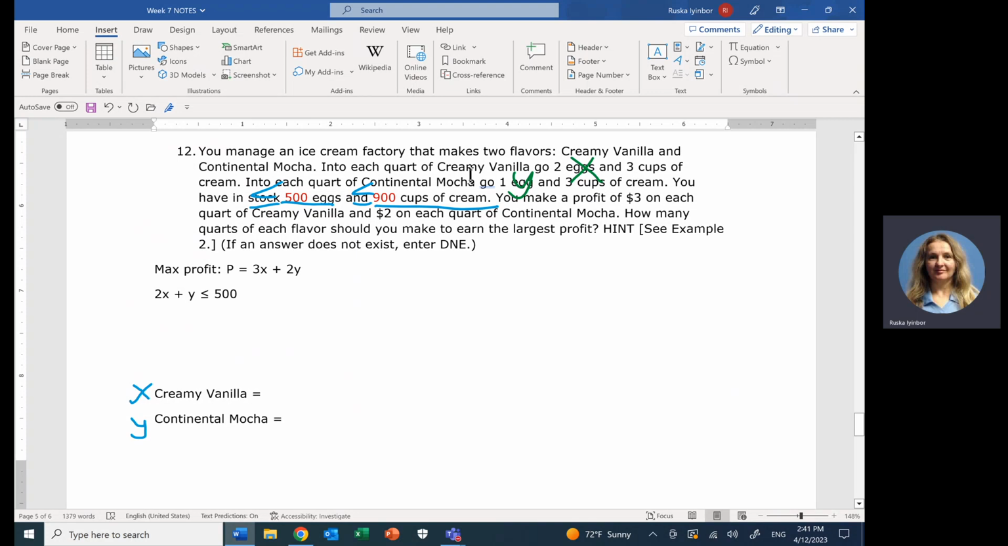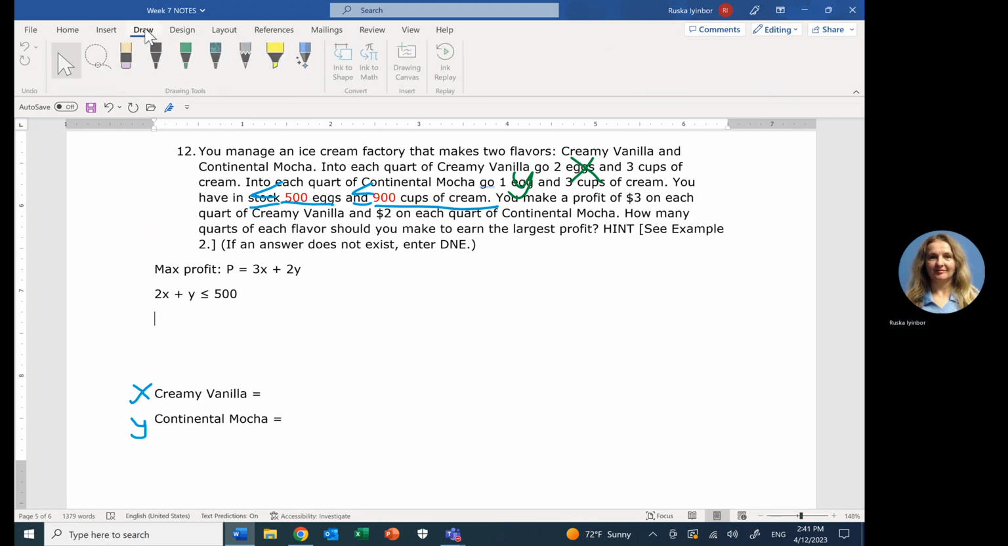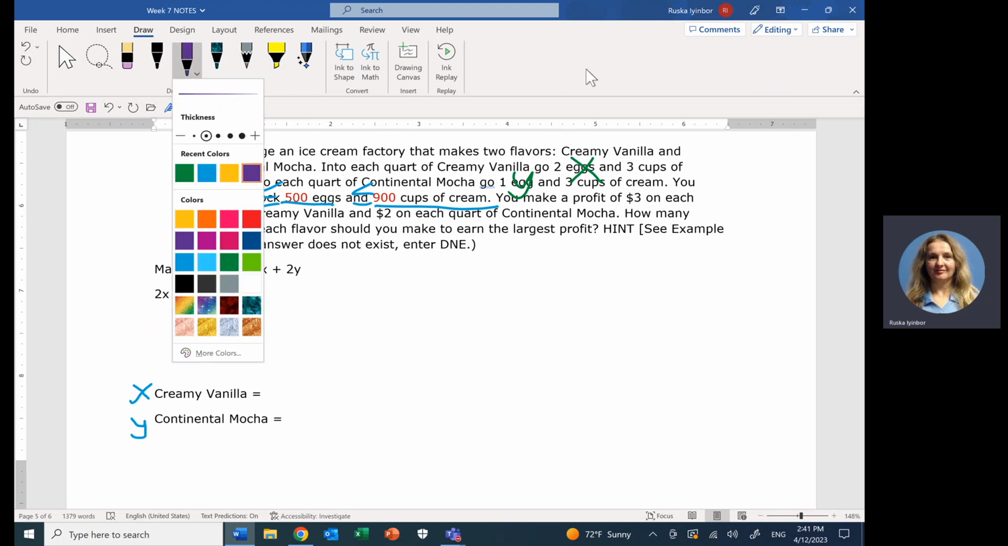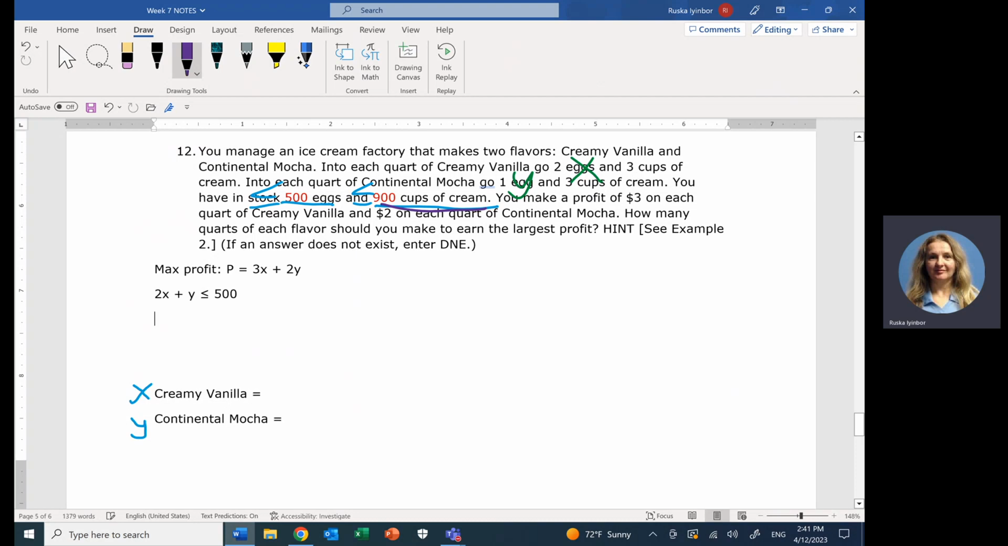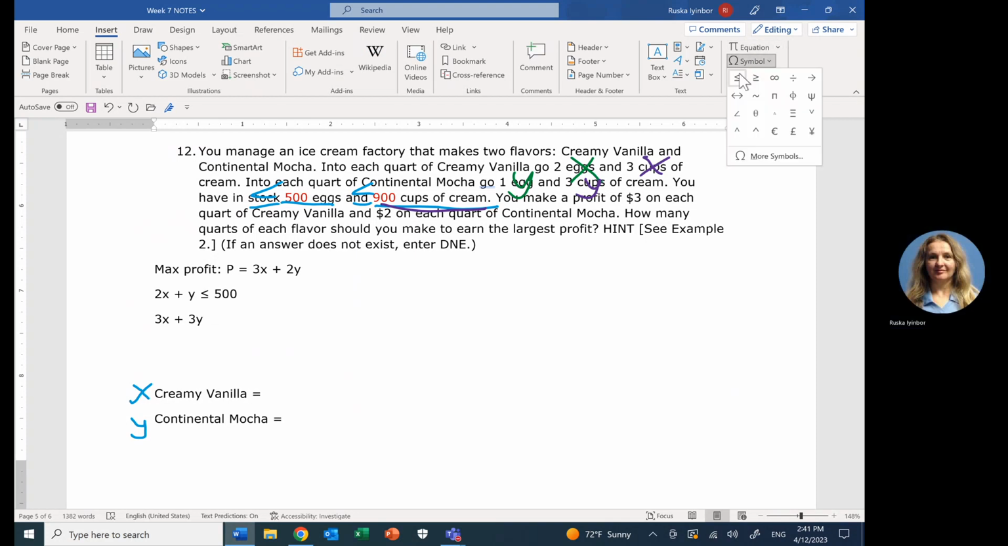Okay? The second inequality is going to be about how much cream you have. You have 900 cups of cream, so it should be less or equal to 900. And we have 3 cups of cream, so it's going to be 3X for vanilla plus 3Y for the mocha. That's my second inequality. So 3X plus 3Y has to be less or equal 900.